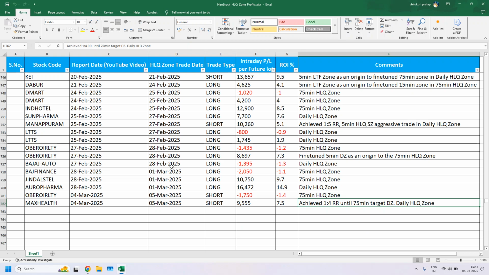So otherwise it's a successful one. And the next one is Oberoi Realty. It's very bad luck for us. Just a few paisa moved above our stop buffer value, and then again it came down. Otherwise we would have got a very good profit even in Oberoi Realty.